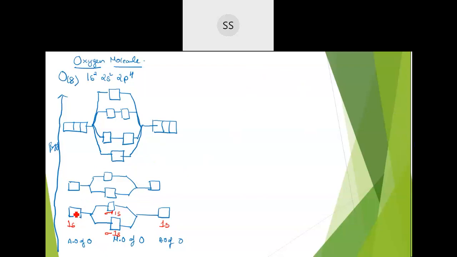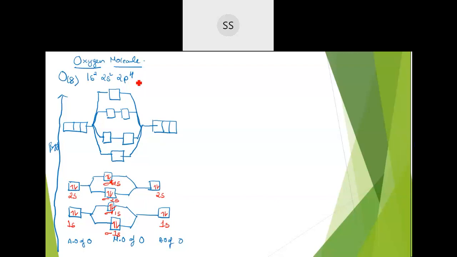Then you can fill in the electrons. 2 electrons in 1s, and 2 again in the other 1s orbital. Altogether we have 4. So 1, 2 and then 3, 4. Now come to the next one, 2s. This is 2s, and again the 2s orbitals give rise to sigma 2s and sigma star 2s. 2 electrons again in each 2s orbital, so altogether 4 are there. So fill in the 4 electrons.